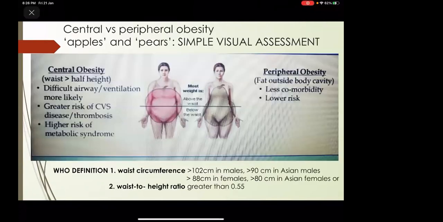So we have to understand central and peripheral obesity. The commonly used terms, as we all know, are apple and pear-shaped body. In the apple-shaped body, the fat is located in the abdominal cavity, is more metabolically active, and contributes to the presence of various comorbid illnesses like cardiovascular diseases, thrombosis, metabolic syndrome. According to WHO, a waist circumference of more than 102 centimeters in males or 90 centimeters in Asian males, and 88 centimeters in females or 80 centimeters in Asian females, is the definition of central obesity.